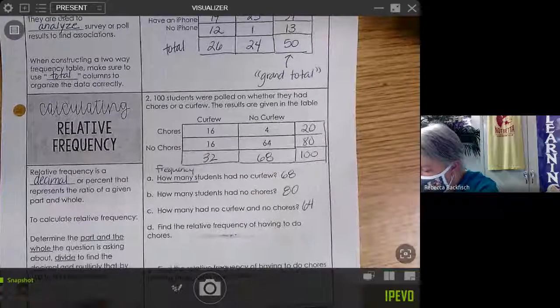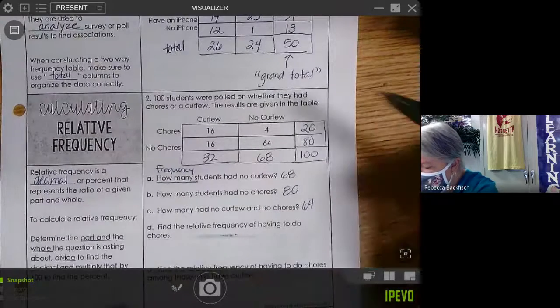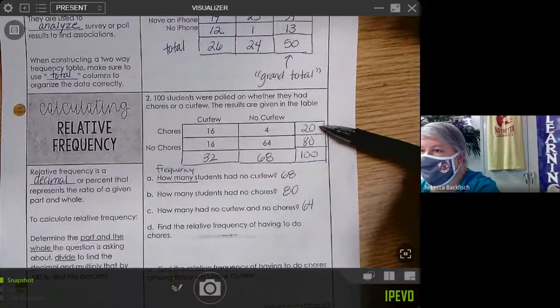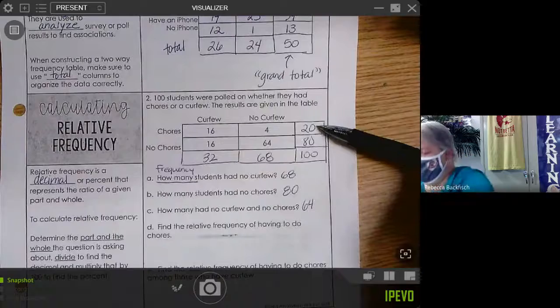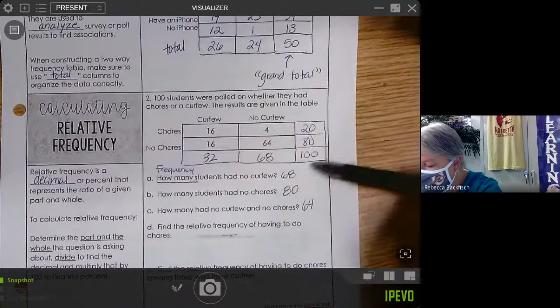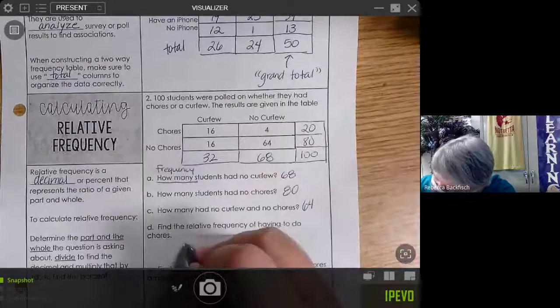Find the relative frequency of having to do chores. Okay, so the people who have to do chores, that's these people, 20 people. They didn't tell me of people who don't have a curfew or of people, they just said the relative frequency of people who have to do chores. So they're talking about out of everybody. So that means I'm going to put 20, these people who have chores, out of the whole group, which is 100. So that's a relative frequency.